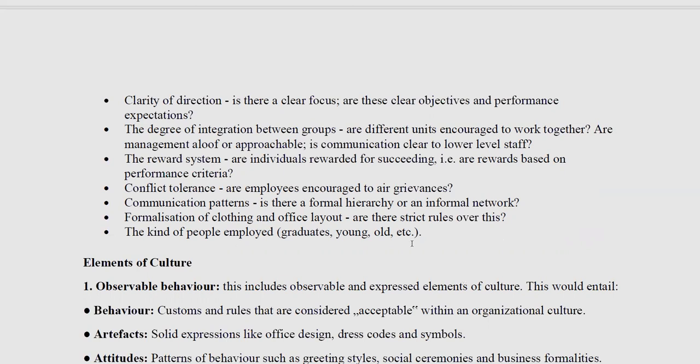And also the kind of people that are employed. Some organizations, when you are below 30, they don't pick you because they feel you are immature. Some organizations, when you are beyond 30, they can't pick you because they feel you are old, especially audit firms.